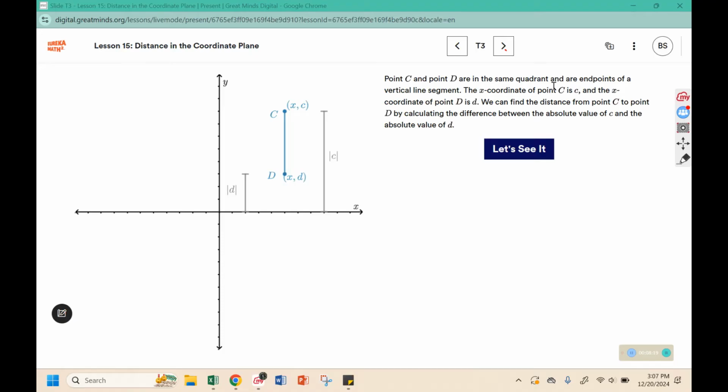Points C and D are in the same quadrant, and the endpoints are of a vertical line segment. The y-coordinate for C is C, and the y-coordinate for point D is D. We can find the distance from point C to point D by calculating the difference between the absolute values of C and D. So we're going to take the absolute value of C and the absolute value of D and subtract those, like you see here.